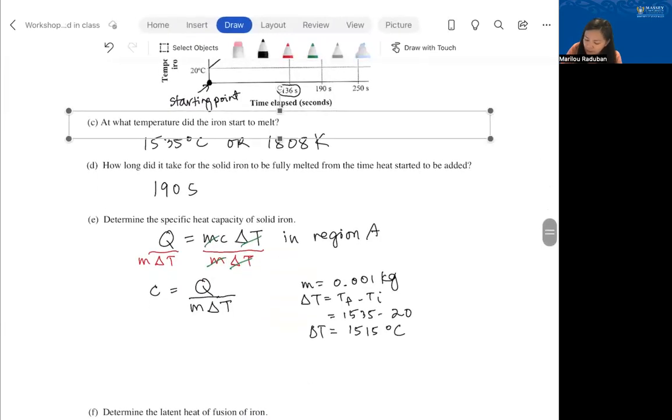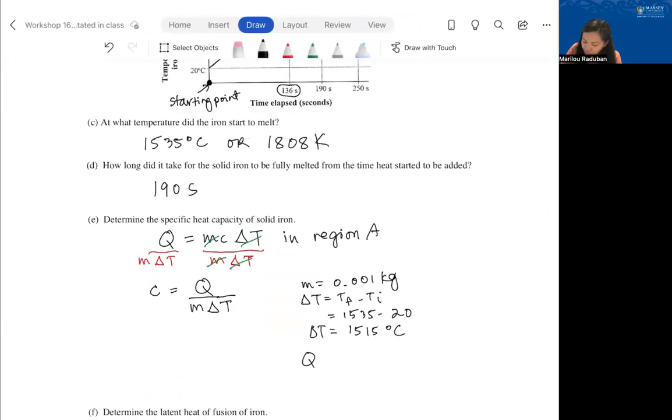So that means that Q, which is being added at 5 joules every second, should be multiplied with the time over which heat is being added, right? So for 136 seconds, you're adding 5 joules every second. Therefore, the total heat you've added will be 5 times 136 seconds, right? Does that make sense?